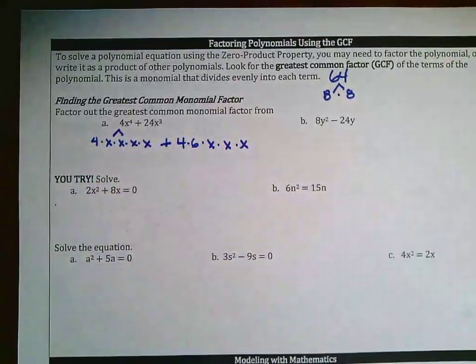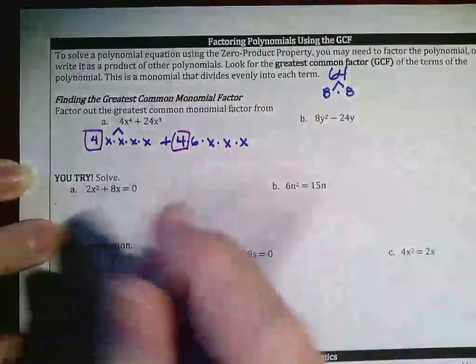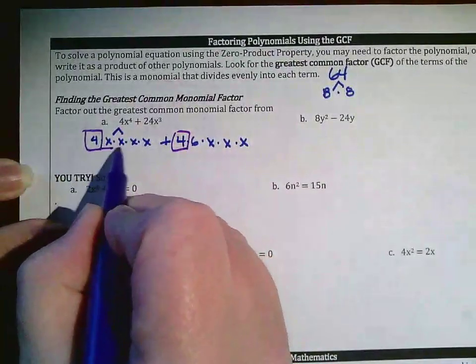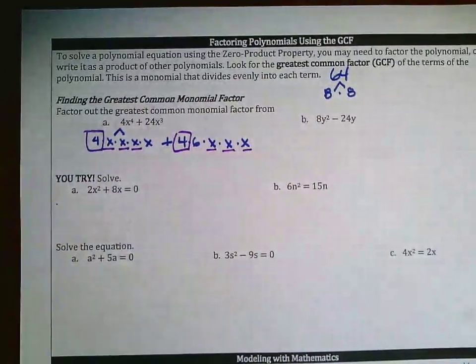So what you're looking for here is, what do they have in common? They both have a 4. Okie dokie. And they have 1, 2, 3 x's, 1, 2, 3 x's. So what was left over is what you're looking for here.